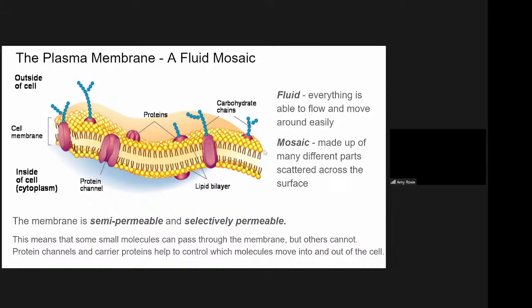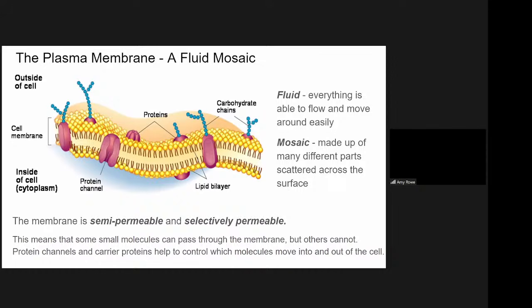So the tiny little yellow dots are our phospholipids forming our bilayer, and spanning most of our phospholipid bilayer we have these protein channels and other accessory proteins that are able to control the movement of things in and out of the cell.